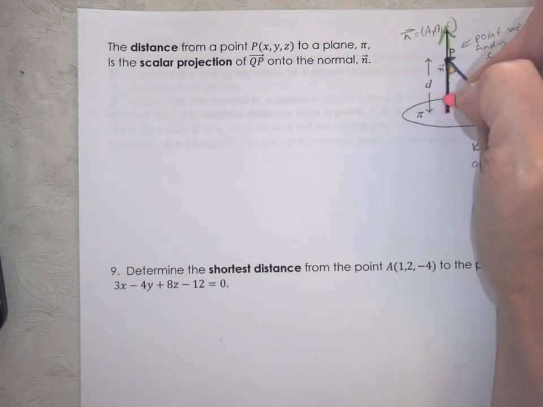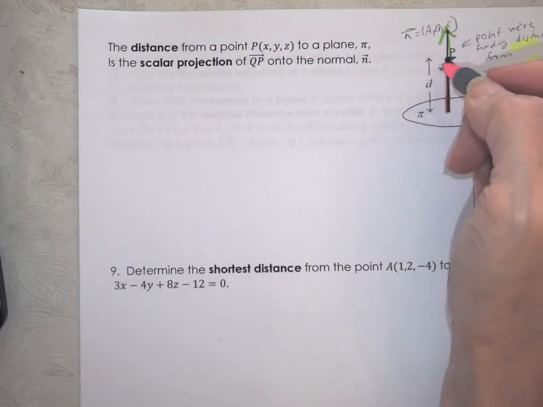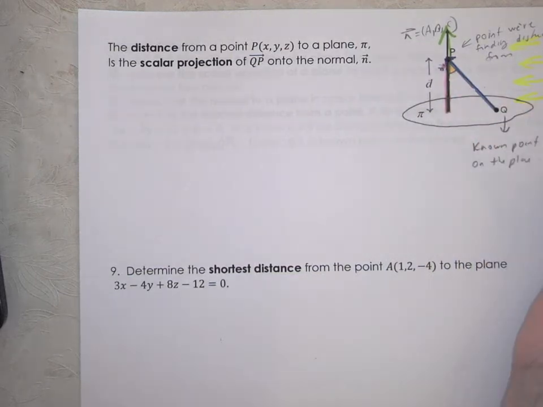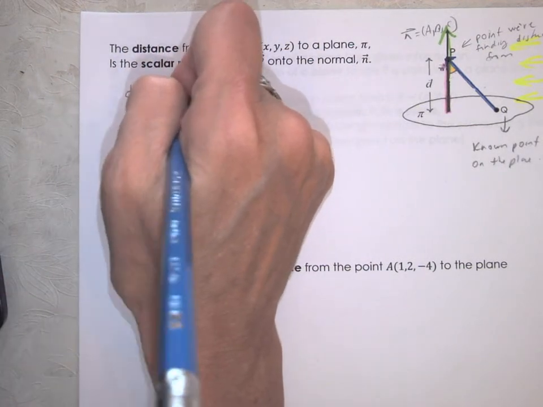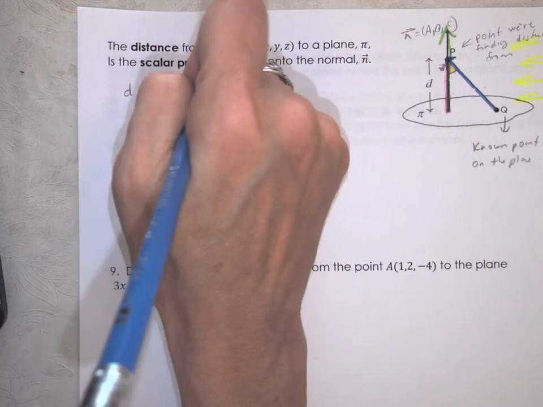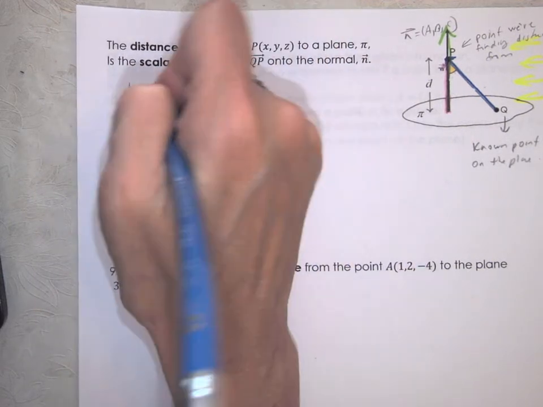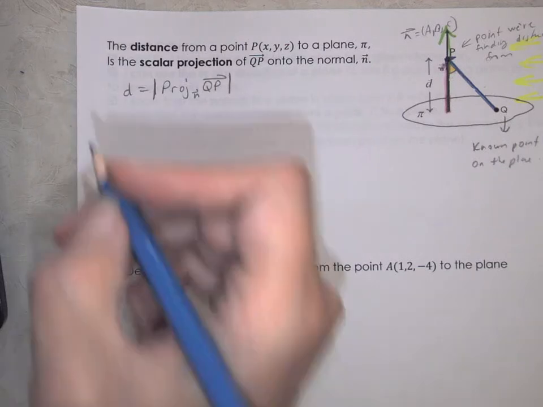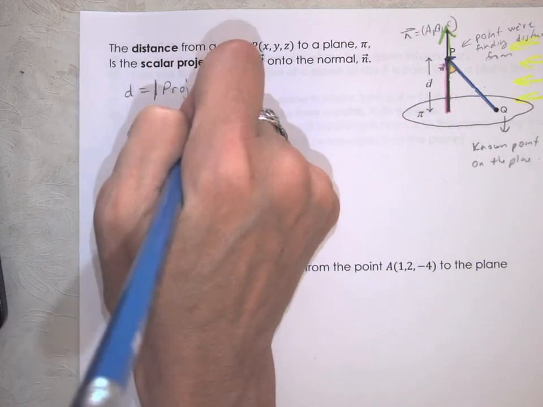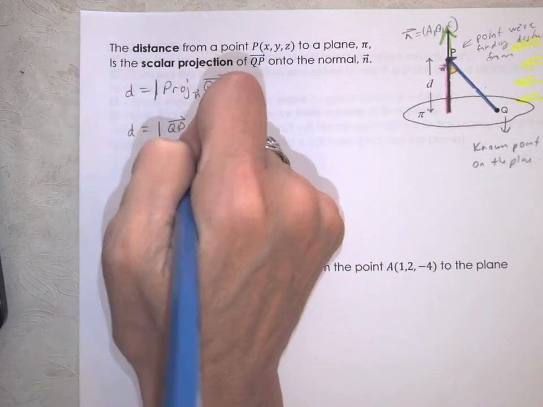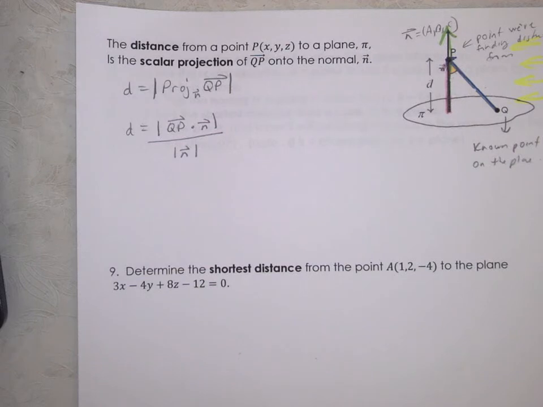From here in the pink up to here, the magnitude of that projection is going to be the distance, the shortest distance from this point to this plane. So the distance is the magnitude of the projection, or the scalar projection of QP onto the normal of the plane. And we know that that breaks down into the magnitude of QP dotted with N over the magnitude of N, because that's the formula for the scalar projection.